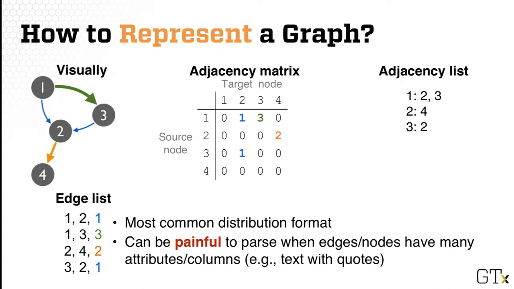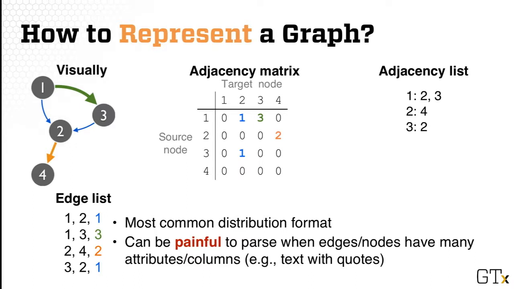The most common is actually an edge list, where each edge is represented as a row in the file, and we have the source node, target node, and optionally the edge weight. It's most common because this is also what we call a comma separated file, or a CSV file. However, being most common doesn't necessarily mean it's the easiest to work with. Most of the time it is, but sometimes it can be painful.